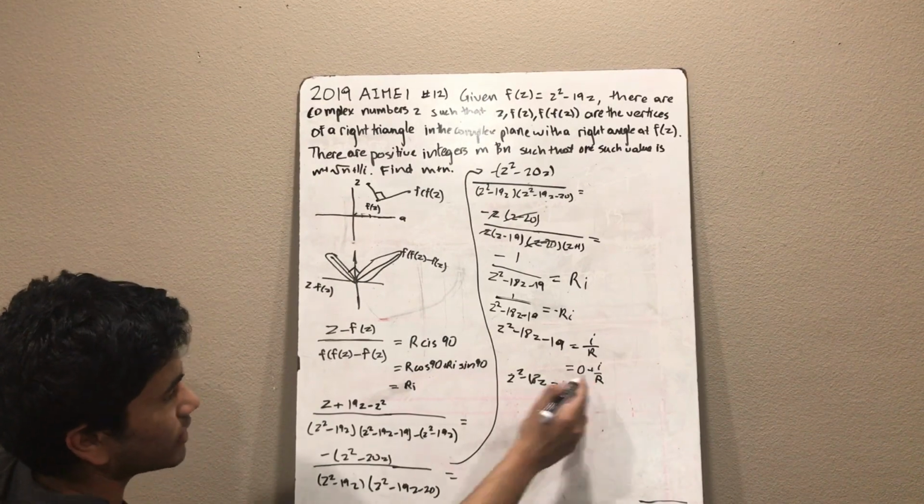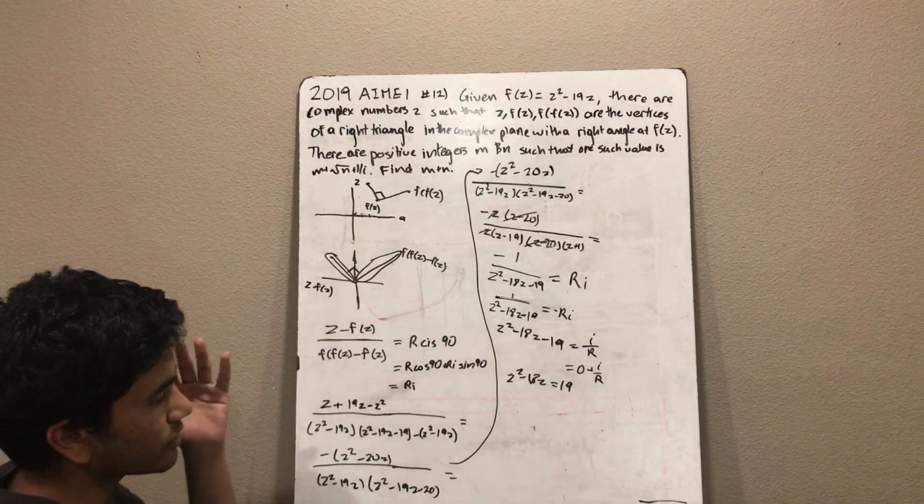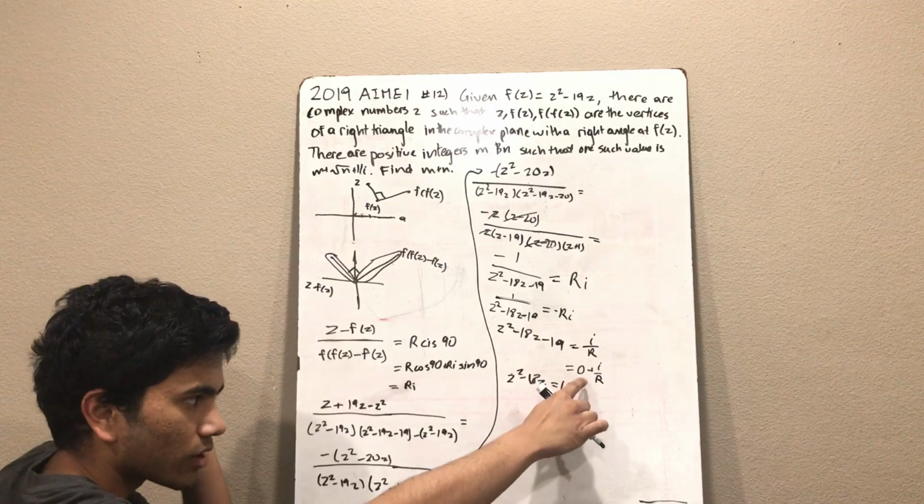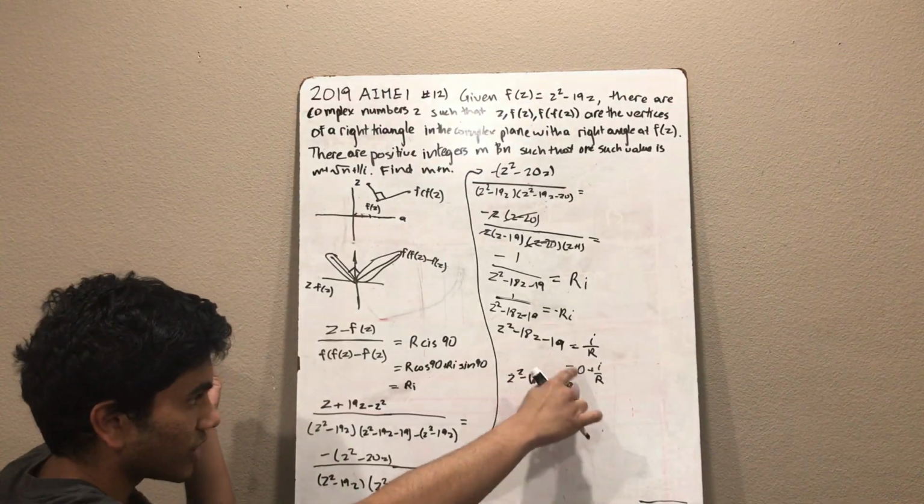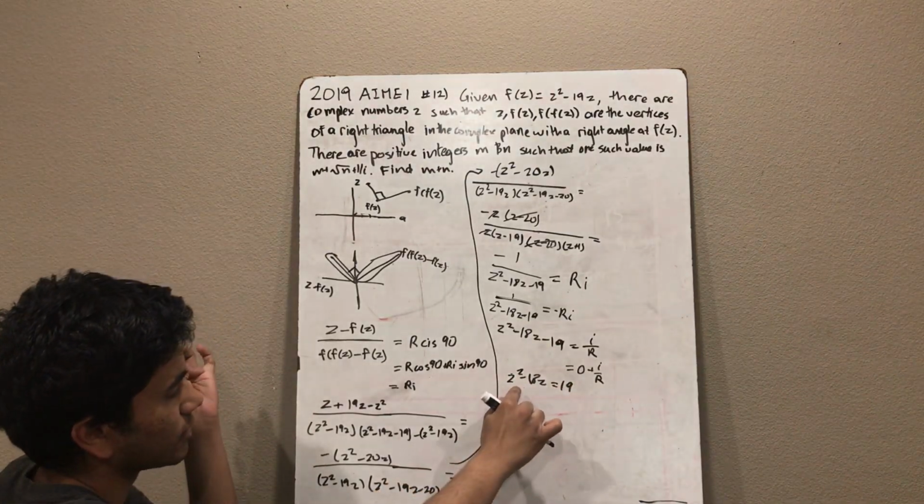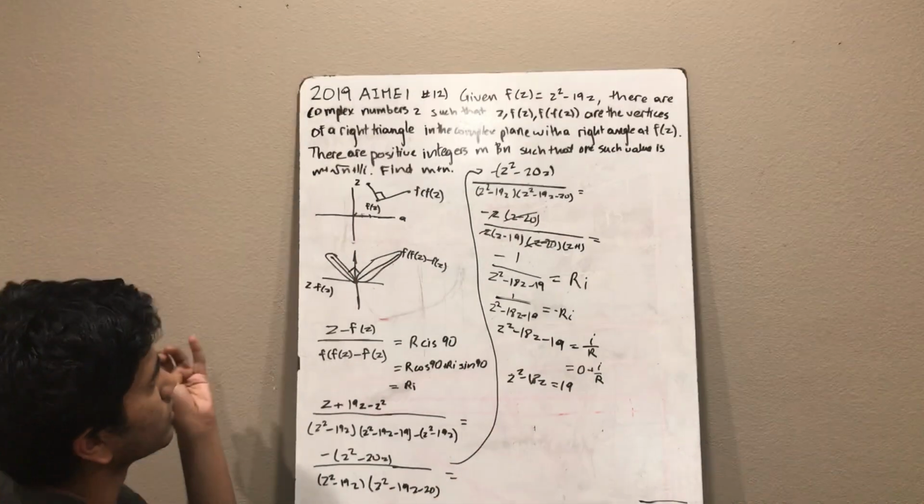Again, I'm omitting the imaginary part because what we're really trying to focus on is the fact that the real part of this is 0, so we just move this 19 over, and we're saying that z squared minus 18z is equal to 19.